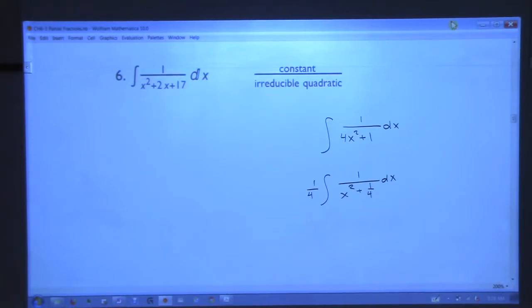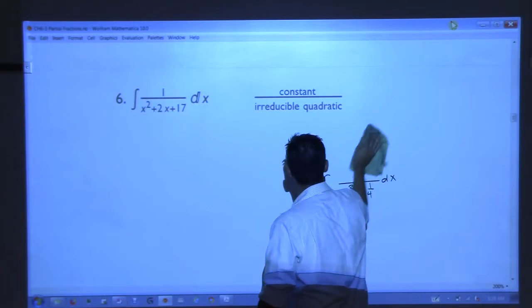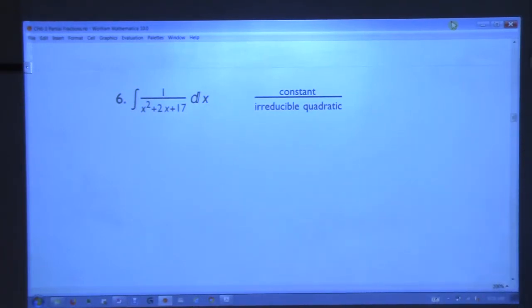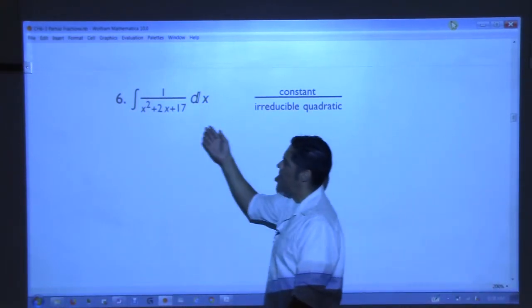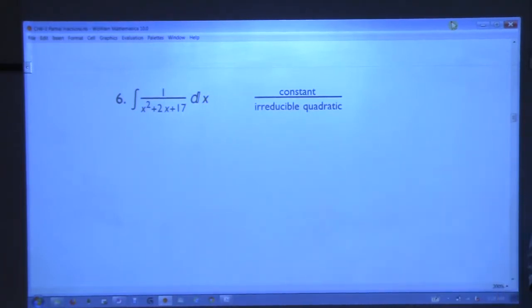All right, so now how do we deal with a constant over an irreducible quadratic? Now, what does irreducible mean? Can't factor it. We cannot factor this denominator. You go ahead and try it yourself if you want. You can't do it. You can't factor it over any nice numbers.